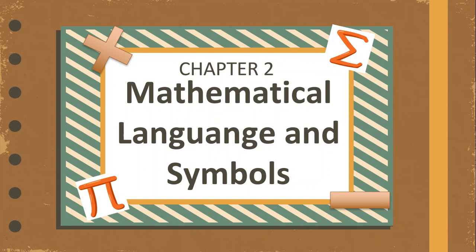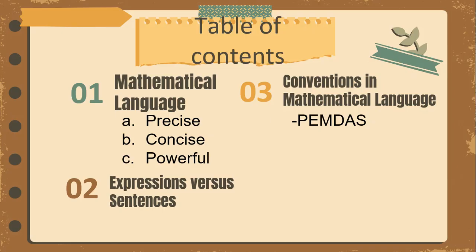So, today let's have a lesson about Chapter 2: mathematical language and symbols. Here are the things we are going to talk about. First, the mathematical language. Mathematical language is precise, concise, and powerful. Second is expressions versus sentences, and third is the conventions in mathematical language, which is the PEMDAS rule.